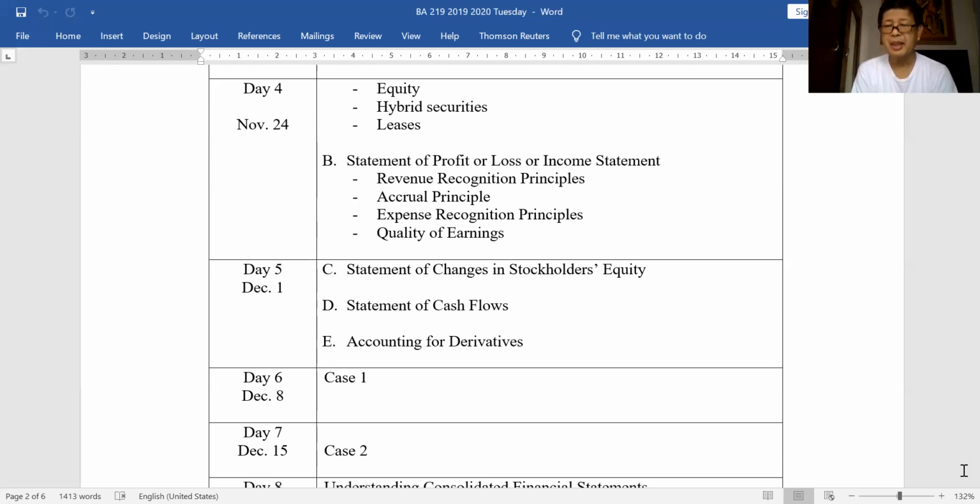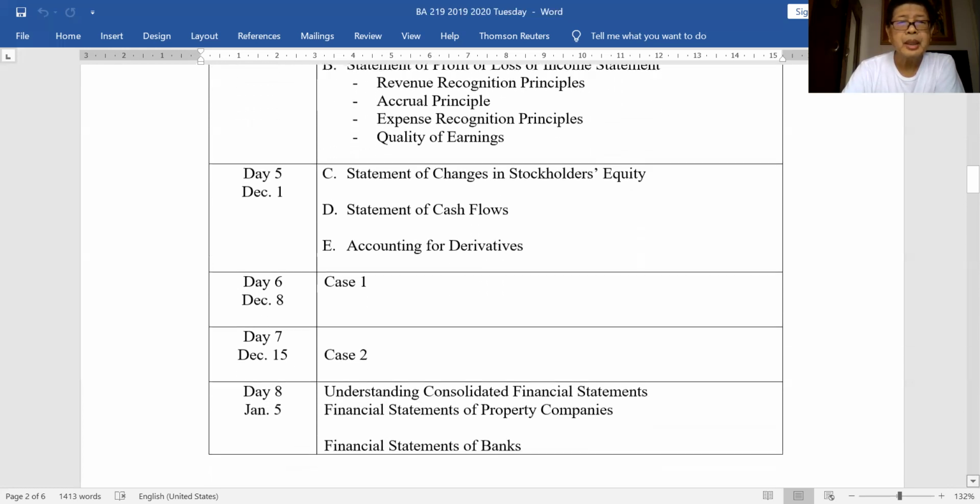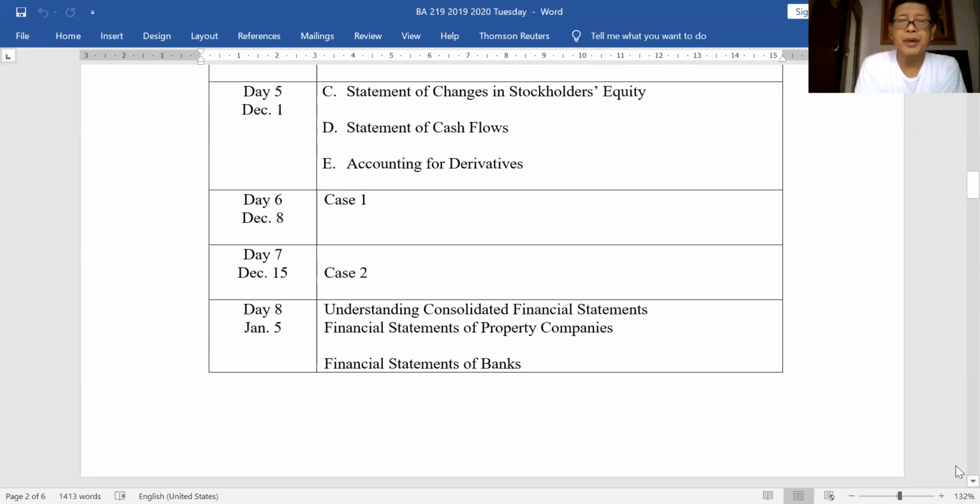Then we will discuss the statement of changes in equity, the statement of cash flows, and I'm going to give you a brief lecture on the accounting for derivatives. And then for this class, we will have 4 cases. I have the list already, and I have the copies actually, but I'm going to have them scanned so that I can forward them to you later on.